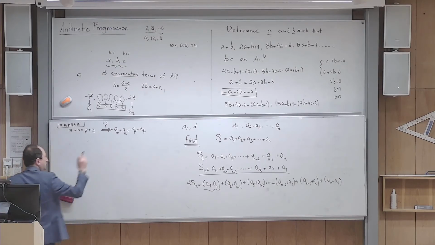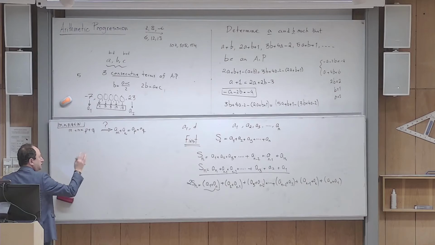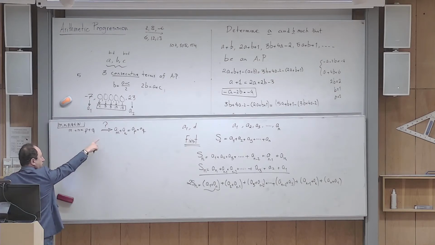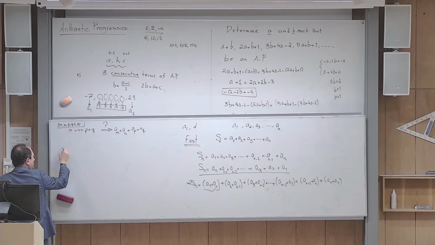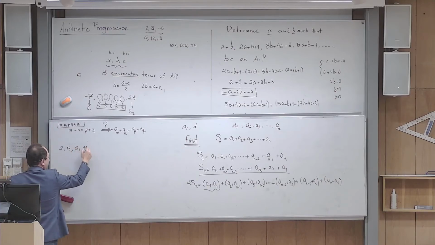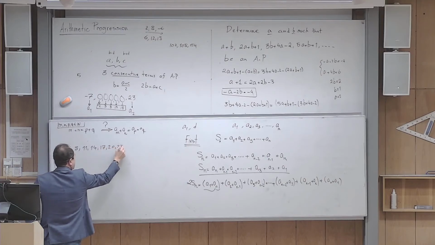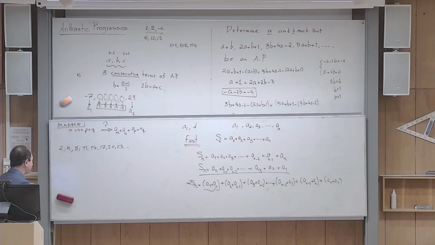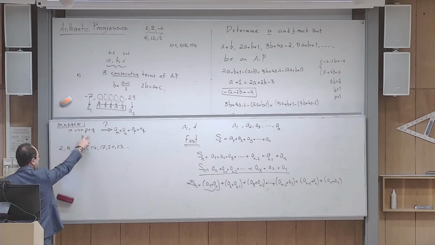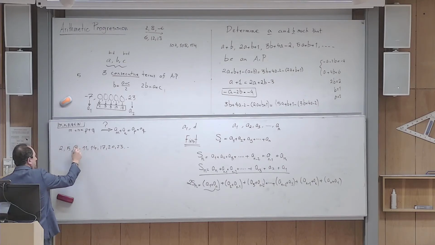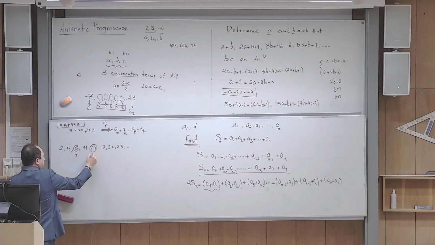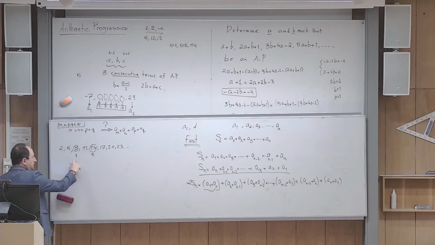For example, let us just write a random arithmetic progression to understand the content of this claim. So for example, let me start with 2, and let me have 3 as the common difference. So the next one will be 5, the next one will be 8, the next one 11, 14, 17, 20, 23, etc. Okay, so this tells me that this term is term number 3, this term is term number 5. Yes? What is 3 plus 5?